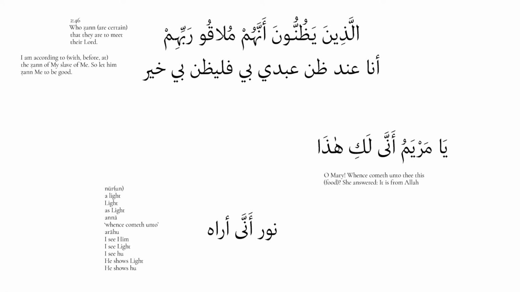Anna, whence cometh unto. So from where does it come? From where shall it come? From where shall I? And then arahu. So this could be, from whence does it come, this light? I see who, by which or which I see as who or as light. So arahu means I see him, or I see light, so that the masculine pronoun then is light. So I see him, I see light, I see who.